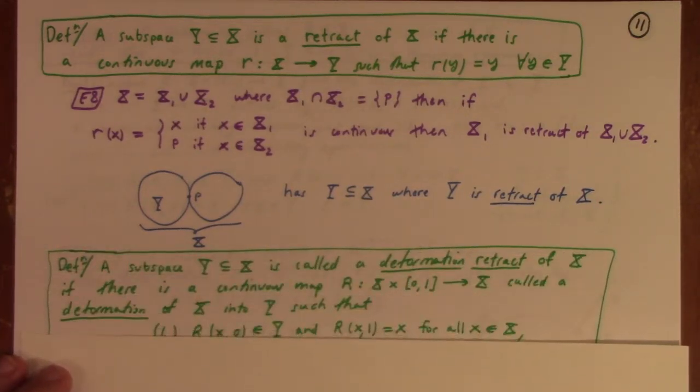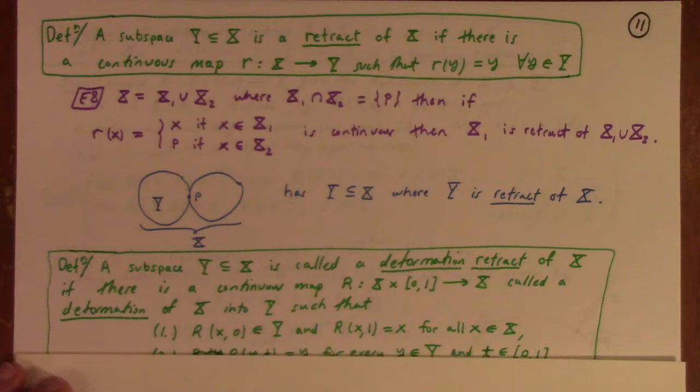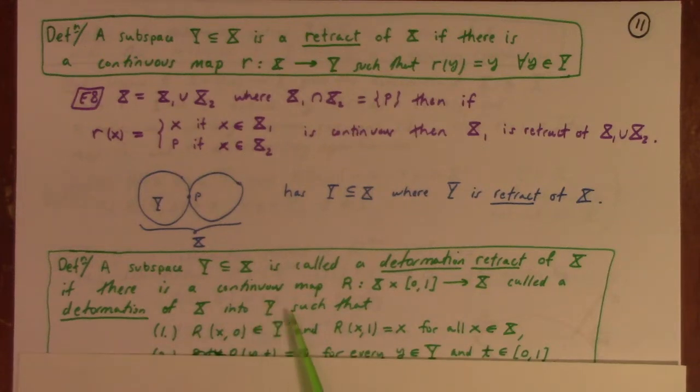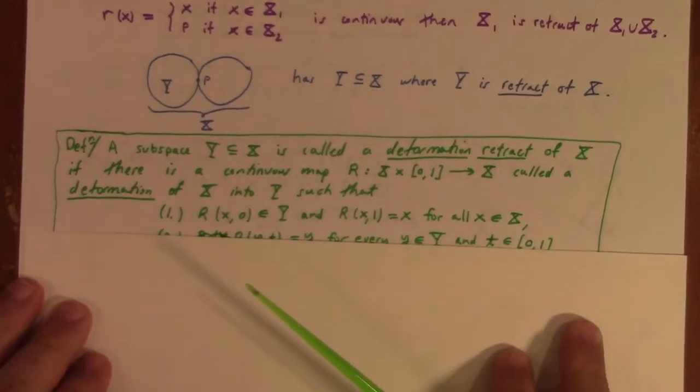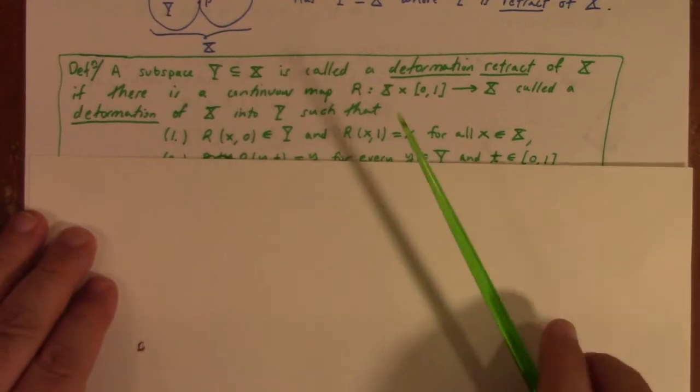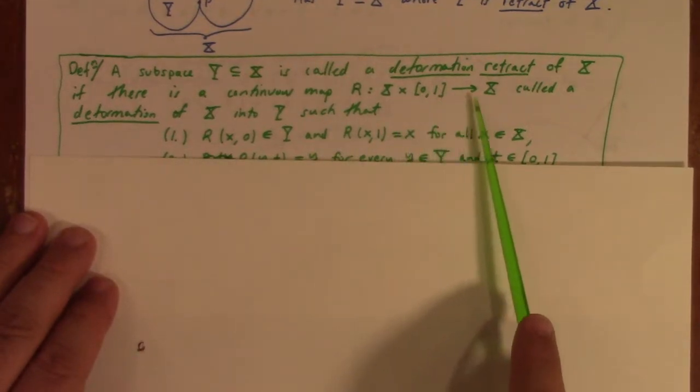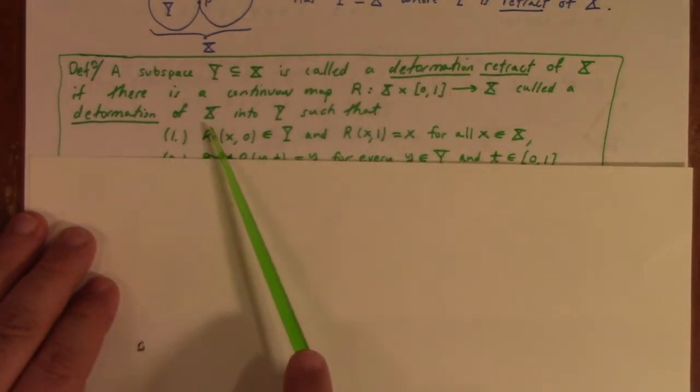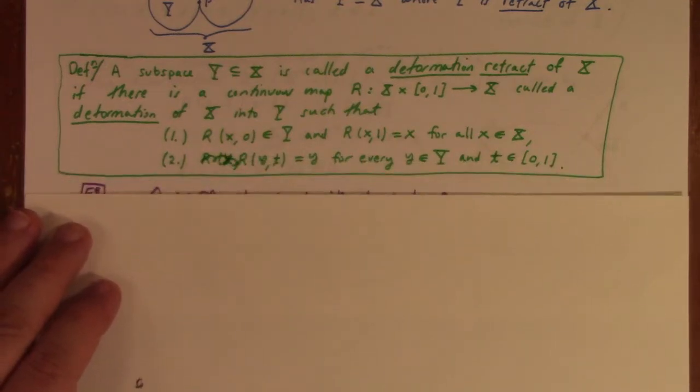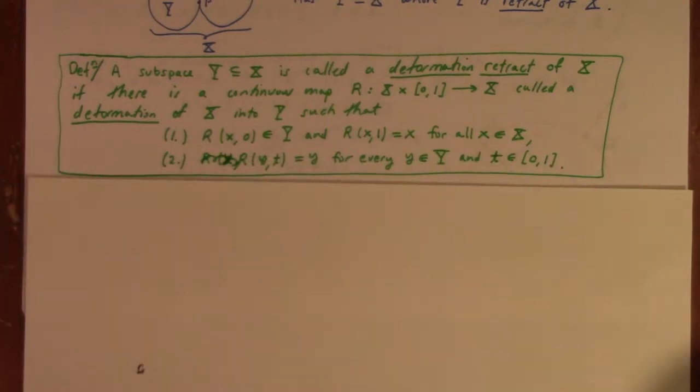Now, a subspace y of x is called a deformation retract of x if there's a continuous map R from x cross the unit interval to x, called a deformation of x, such that these conditions hold. So number one, if you plug in 0 into the second spot, you get an element of y. And if you plug in 1 into the second slot, you get that it maps back to x again. And that's for all x in X.